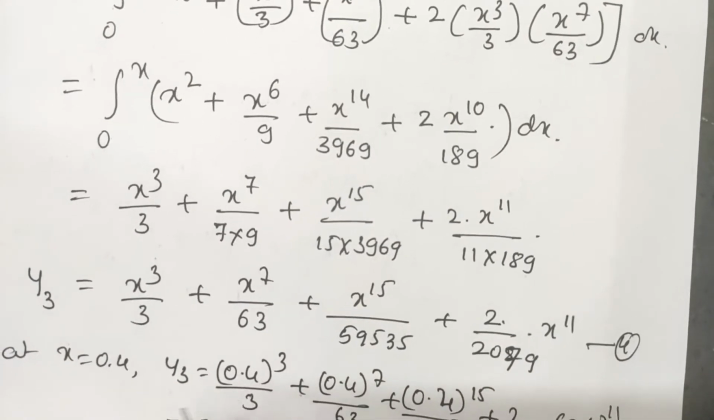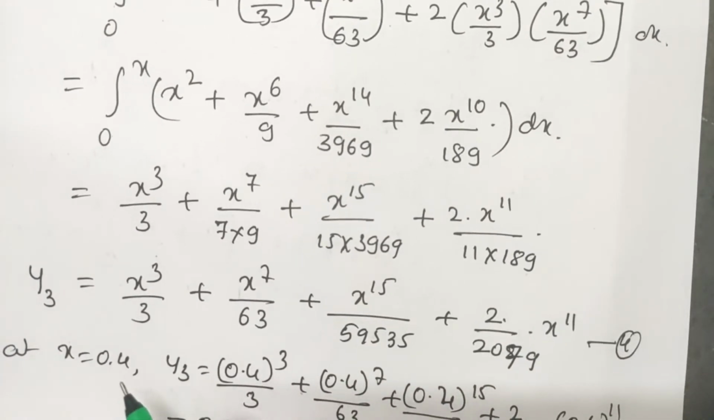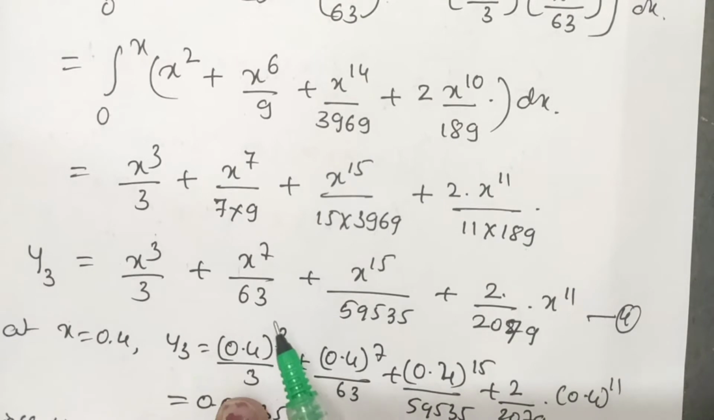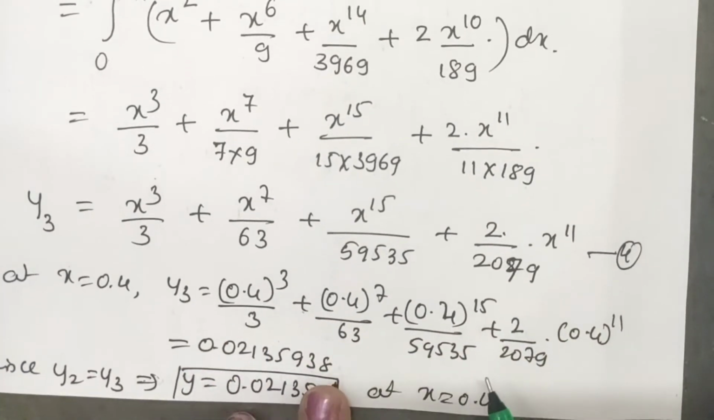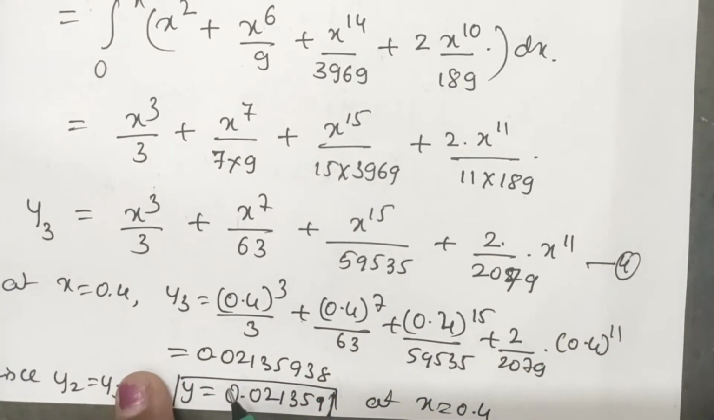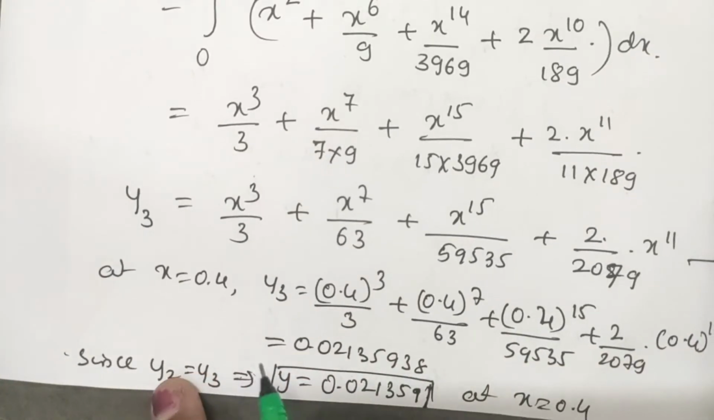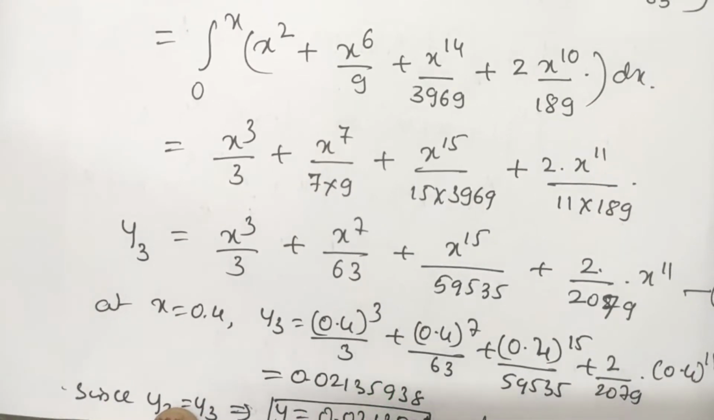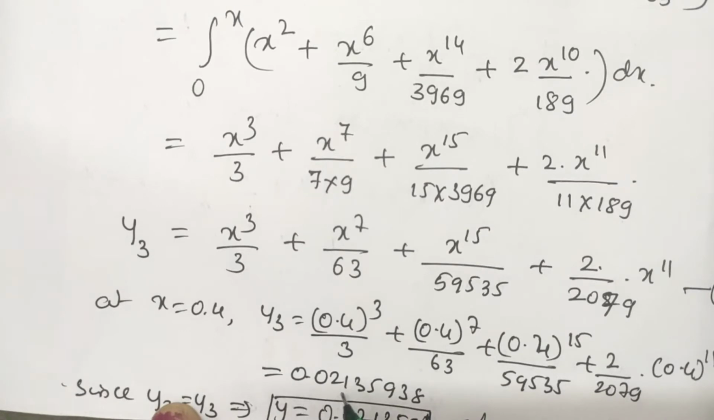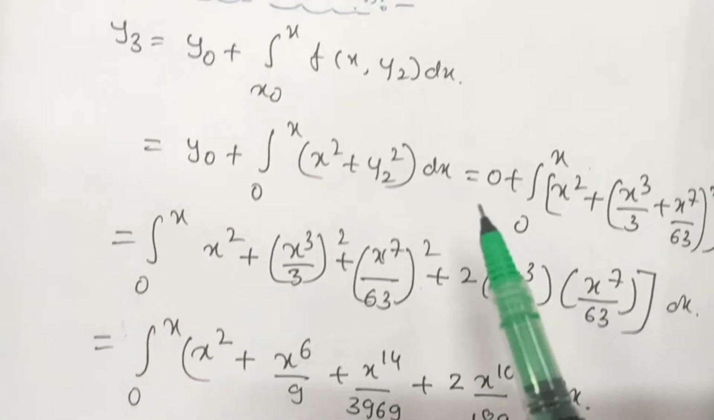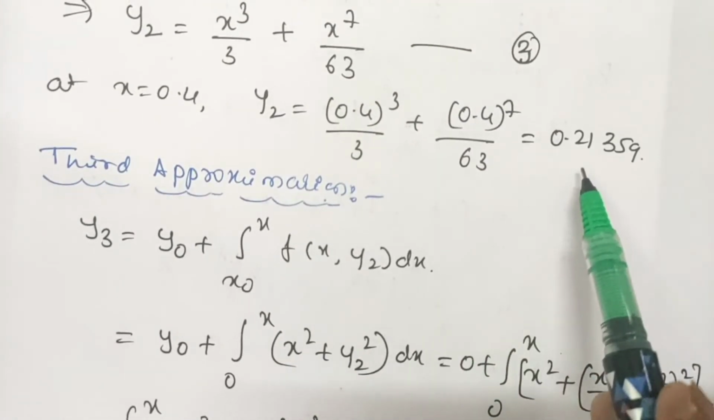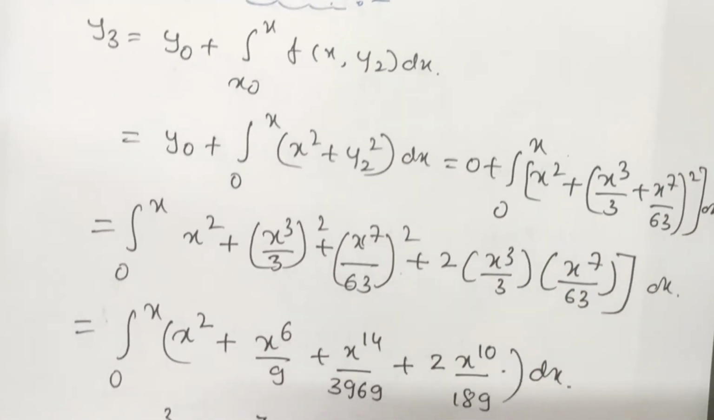And at the point 0.4, for y3, substitute the value of x equals 0.4 and simplify using a calculator. You will get y equals 0.021359 at the point x equal to 0.4. Since y2 and y3 are the same, y3 is 0.02135938 and y2 is 0.21359. So they are almost the same.